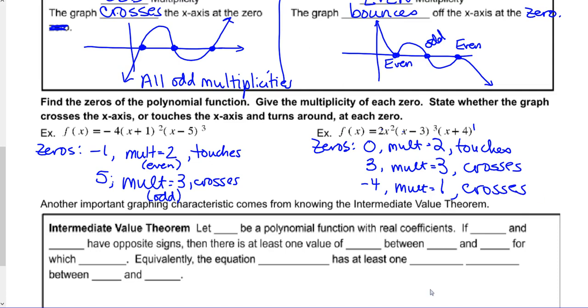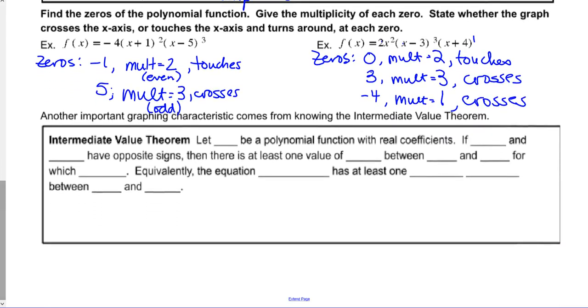Okay? All right, very good. So, let's now talk about an important theorem. It's pretty self-explanatory, but sometimes this is helpful in making sure that we know that there's a 0 at a certain spot or in a certain interval, and it's what we call the intermediate value theorem.